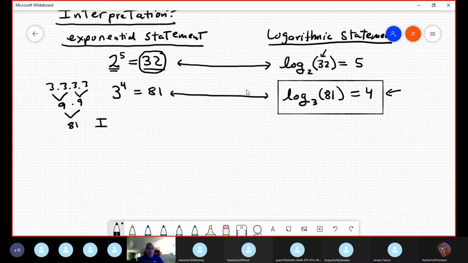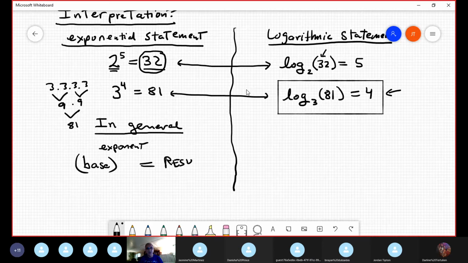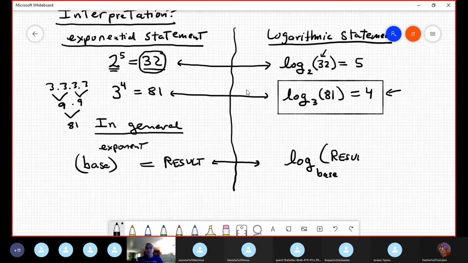Okay, so in general, we have two different words separated by this line. In the exponential word, we have the base raised to something I call the exponent, and it gives me one number. I want to call it the result. I don't know why I want to call it result. When you translate this to the logarithm statement, you put the magic new word log. You put a small number here to indicate the base, and you put here the result. And the answer is the exponent.